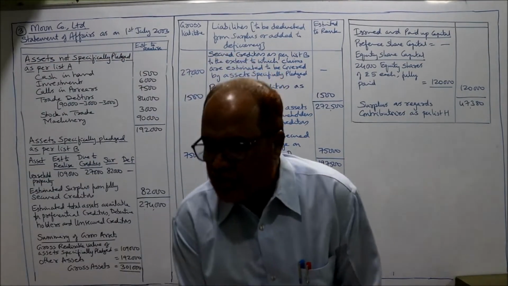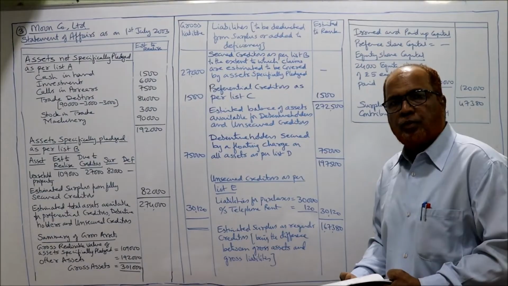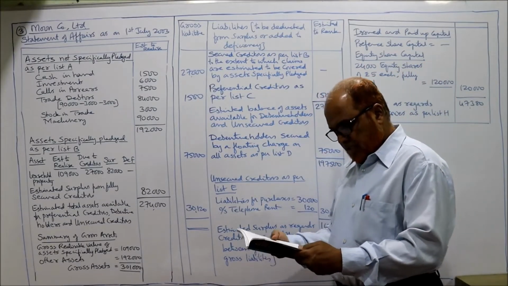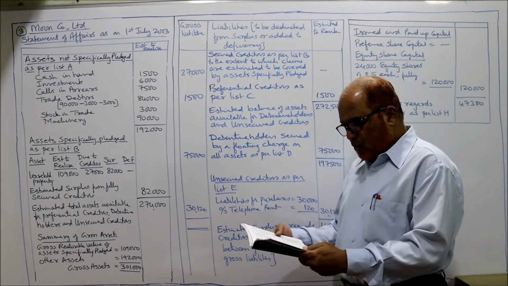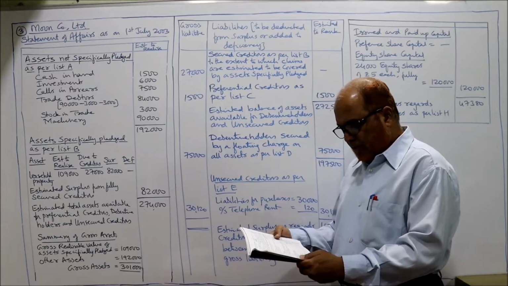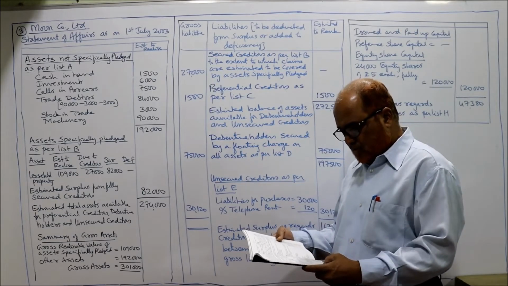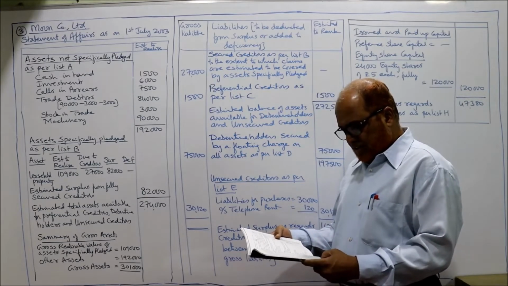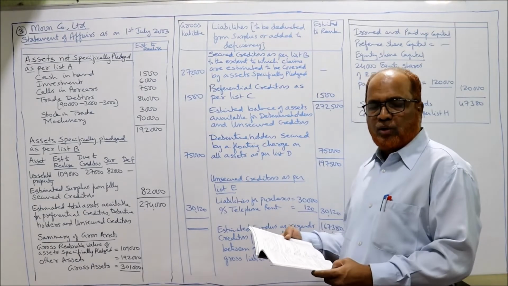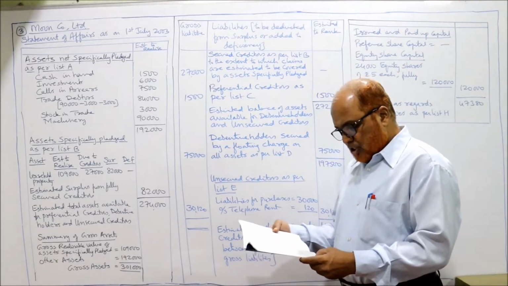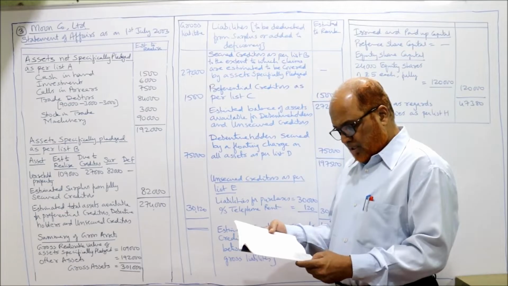Now we'll start problem number 3. Two problems we have done. Third problem, you see. Sri Chopra is appointed liquidator of Moon Company Limited in voluntary liquidation on 1st July 2003. Following balances are extracted. The Moon Company Limited is going to be liquidated. Date of balance sheet: 1st July 2003.